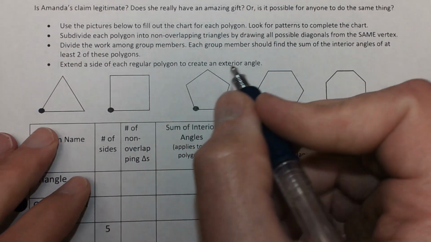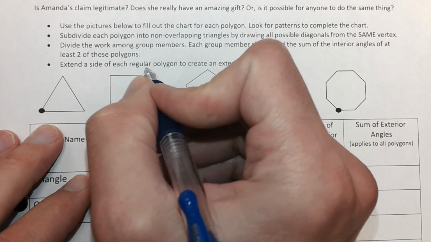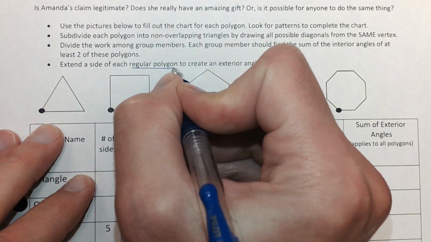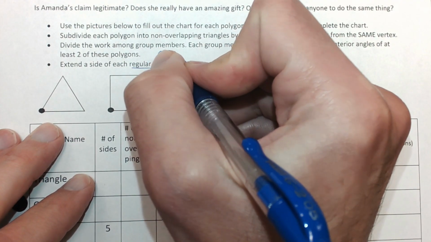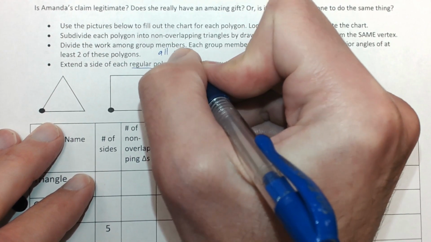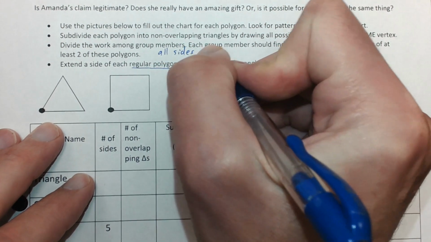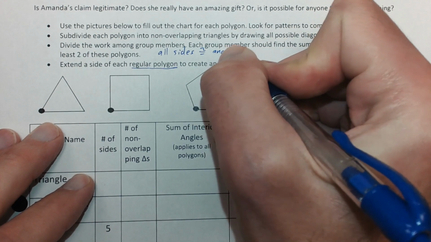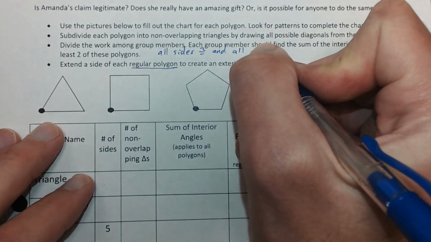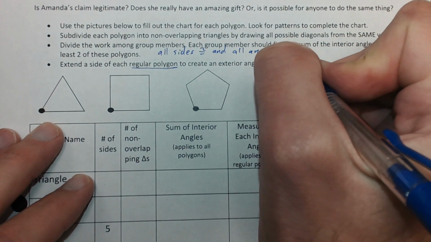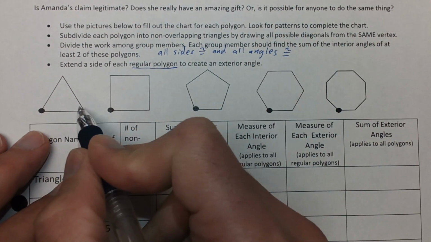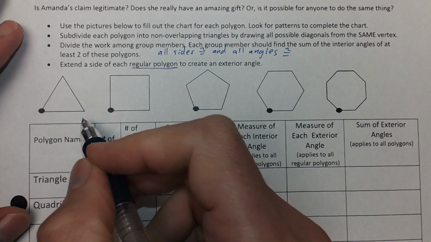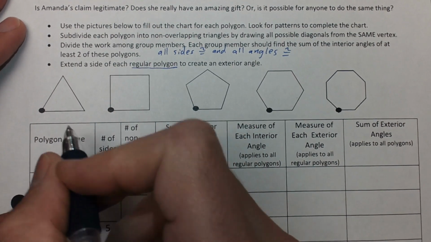So in these, it's talking about these being regular polygons. A regular polygon means all sides are congruent and all angles are congruent. So that's talking about not only the interior angles being congruent, but the exterior angles as well. So let's take this first one.